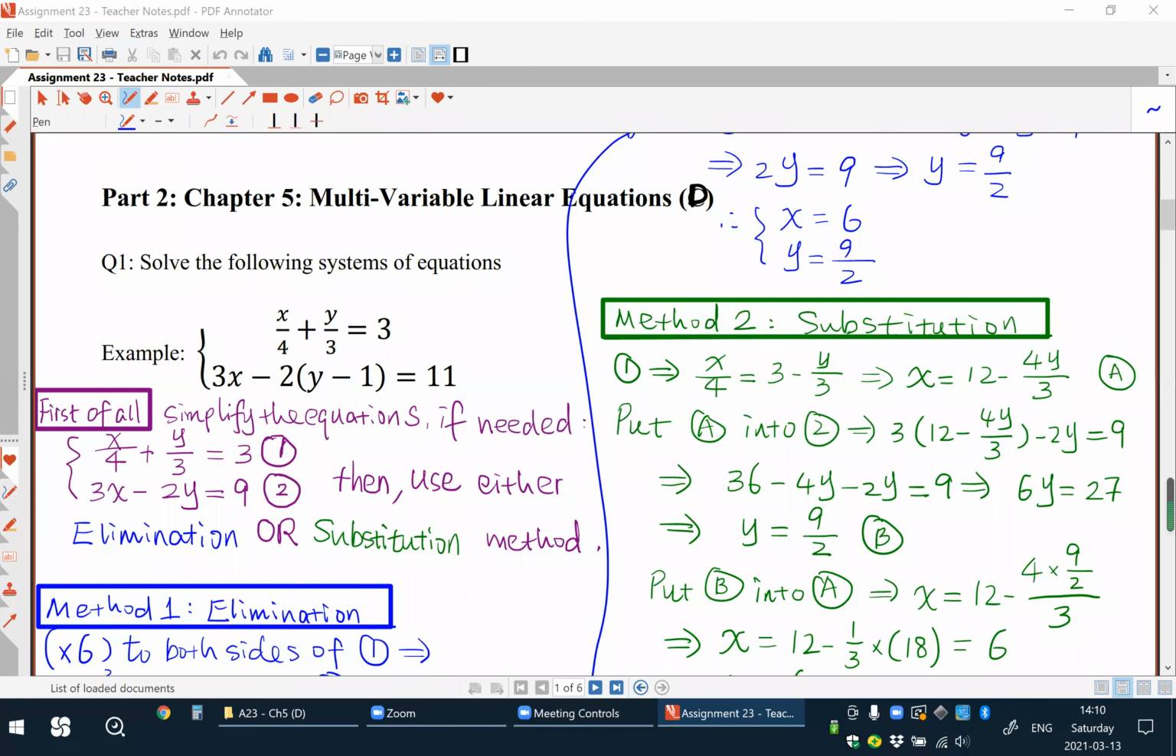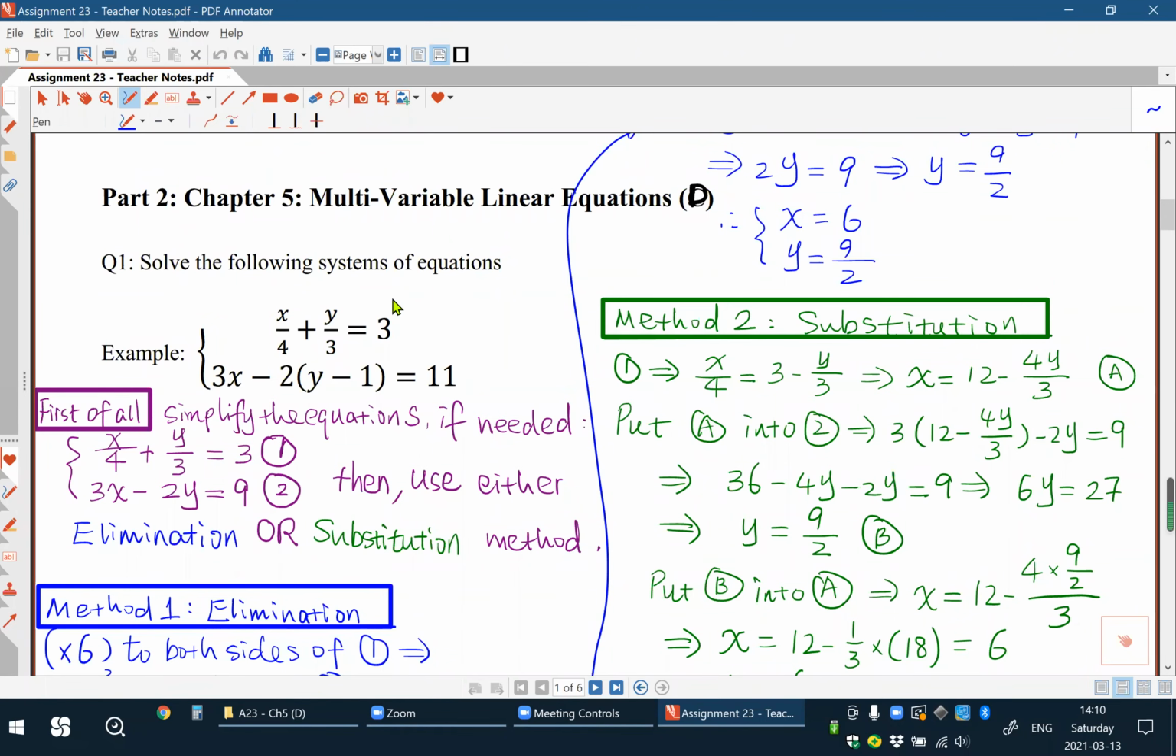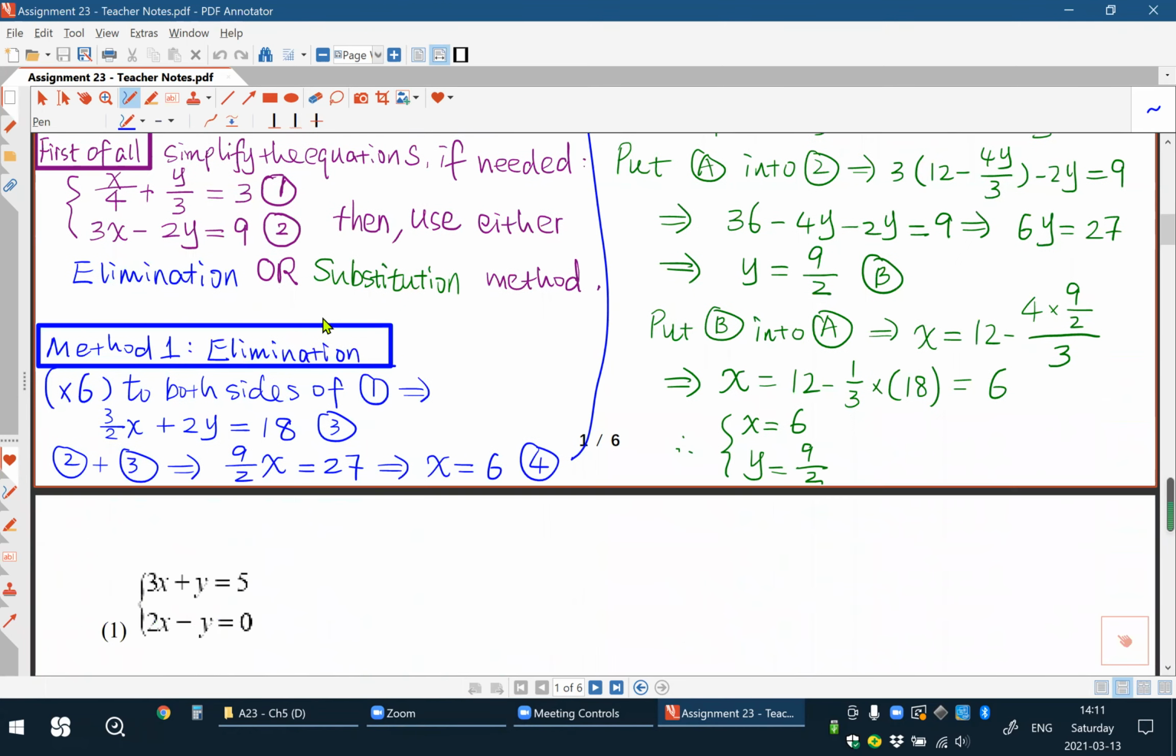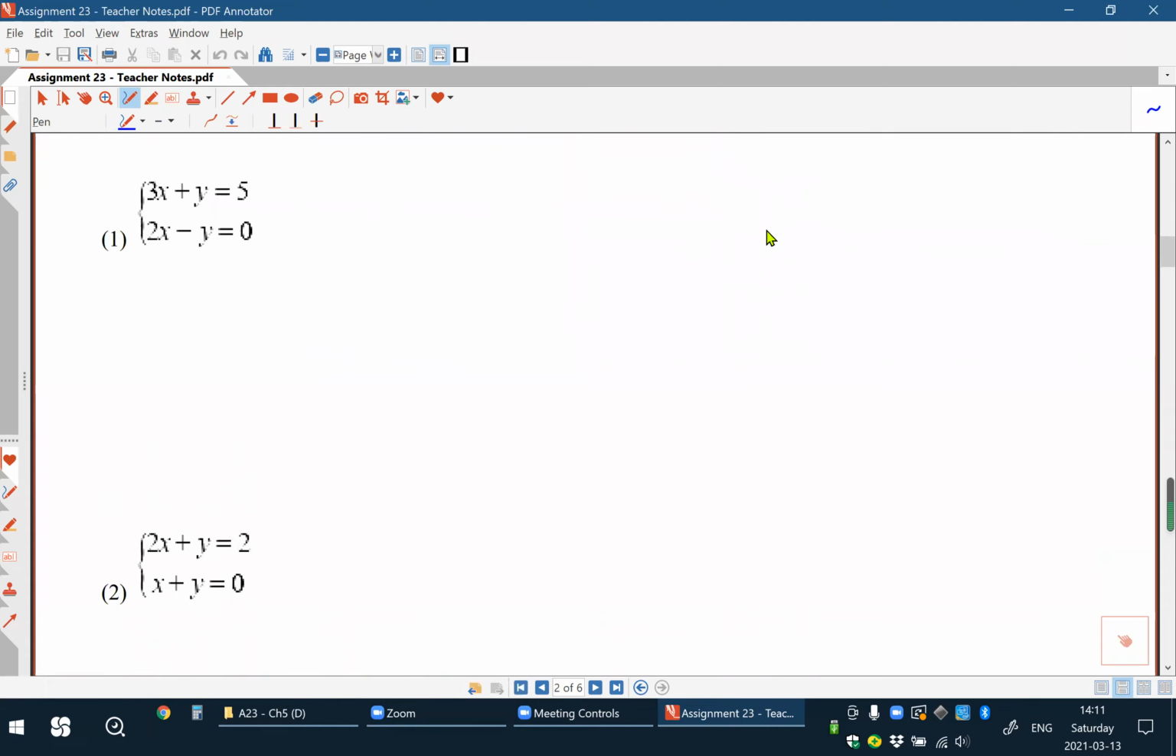Good afternoon. Today we're going to see the solutions of our last assignment. These questions are about how to solve multivariable linear equations. We'll continue this topic until you feel confident. This time I gave you an example on how to solve a system of equations like this. If you don't know how to solve or how to correct your errors, please refer to my example here on the first page. Okay? All right, let's see question 1.